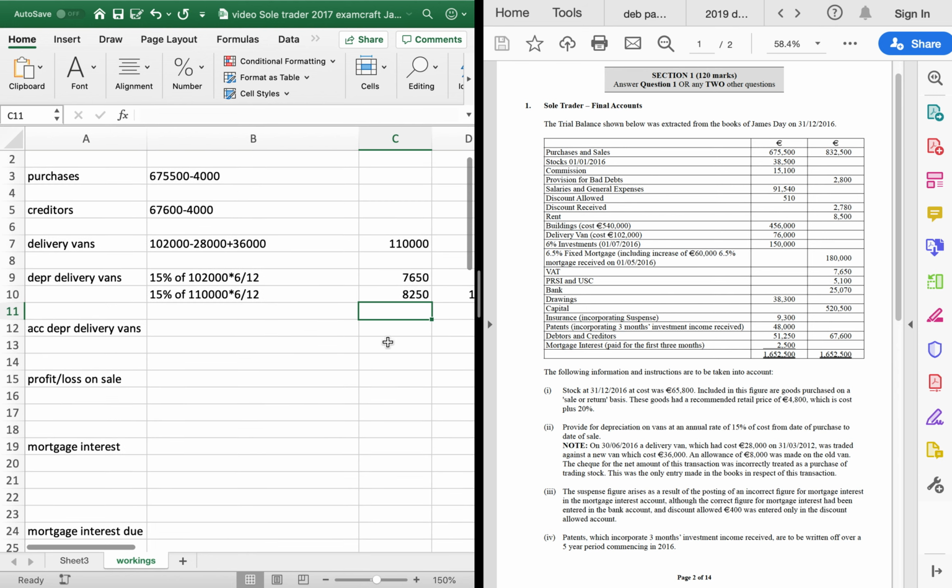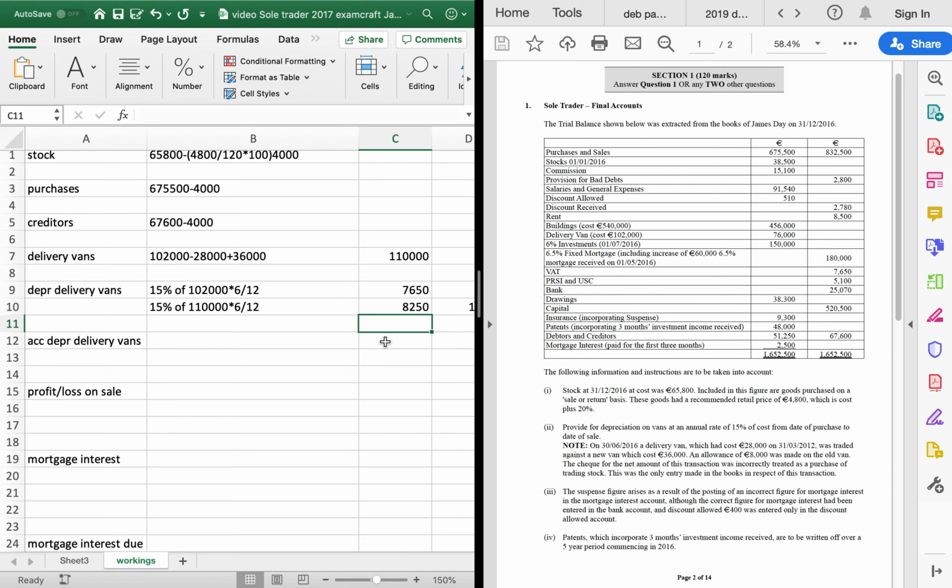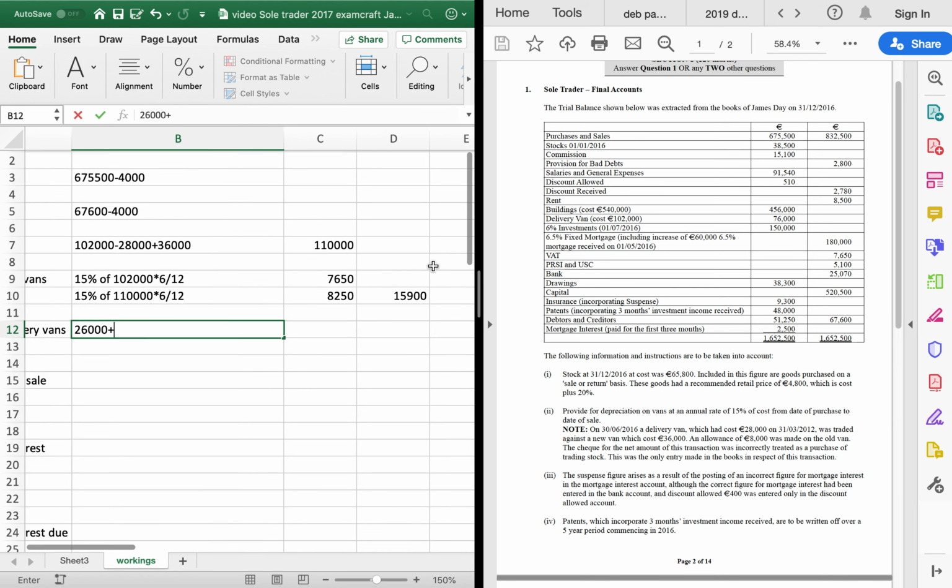So our accumulated depreciation of delivery vans started off as the difference between 102,000 and 76,000, because that's your cost and that's your value, and the difference between the two of those is accumulated depreciation. So the difference between 102 and 76 is 26,000. We add on our depreciation charge for the year, 15,900.